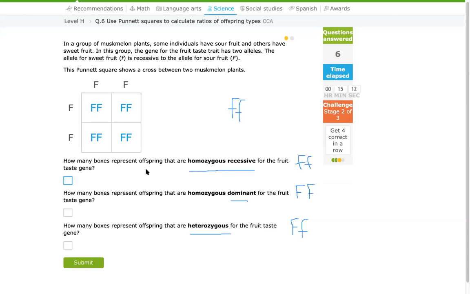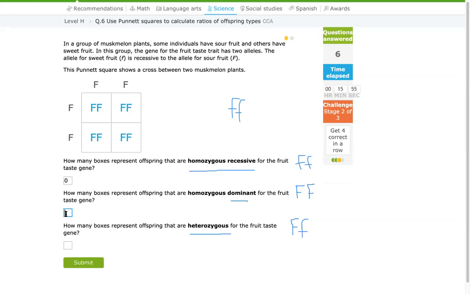For number one, how many boxes represent offspring that are homozygous recessive? What is your answer for number one? Zero. Do we all understand why this is zero? If there is anybody out there that's saying zero, how did y'all get zero? There's no small f. Sweet fruit is F, it's a small f. Cortland just said it. They're all dominant. They're all homozygous dominant.